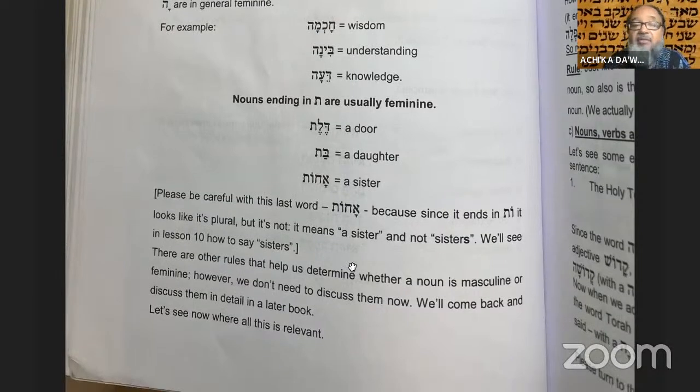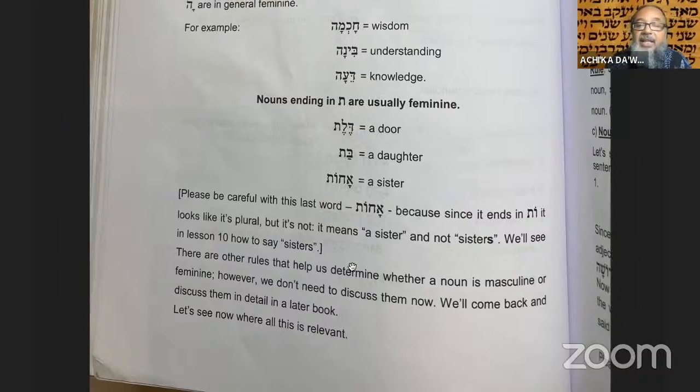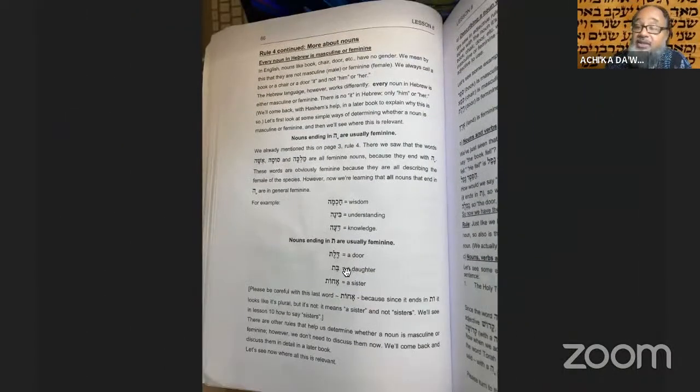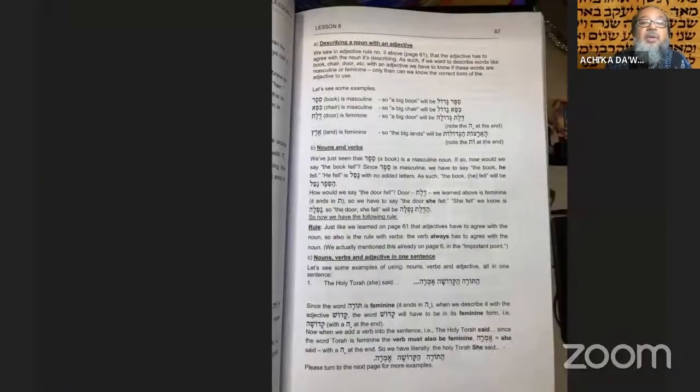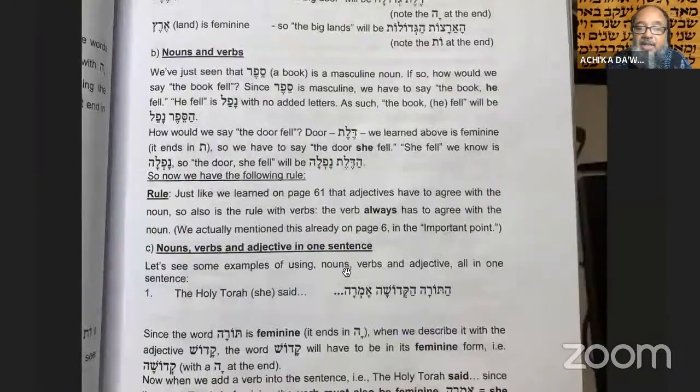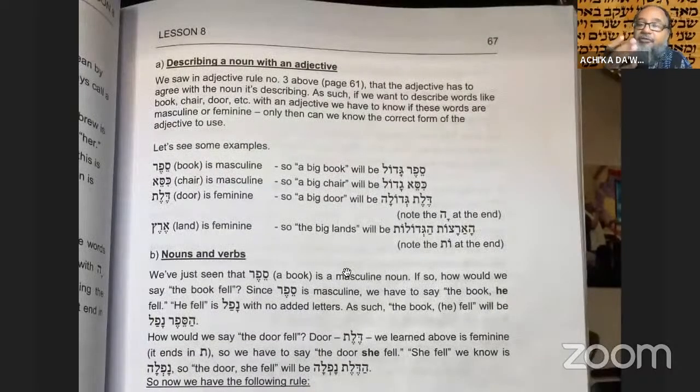And it told us to be careful with this last word, achot, because we see that ot on the end, so you would automatically think it's plural. Well, it's not. In the later part of the book, they'll tell you how to say sisters, okay? So this is sister. That's one of those little exceptions, okay? But it says we'll come back later and they'll talk about it. Right now, it's not relevant to talk about. I want to point those things out about the nouns, how they are feminine.